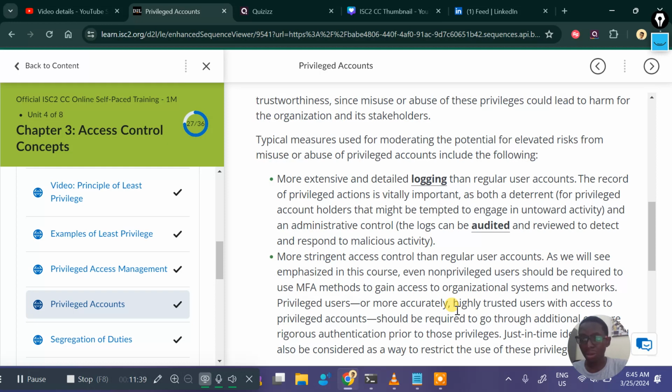Also use MFA. MFA is multi-factor authentication. If you remember from when we mentioned something you know, something you have, something you are, right?